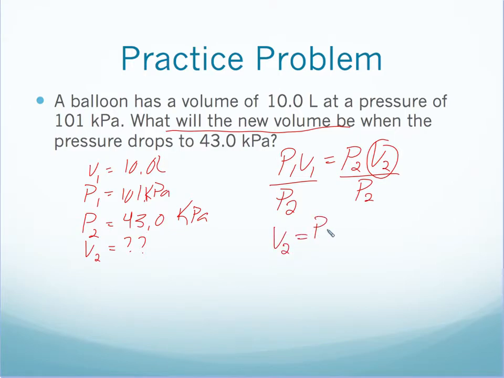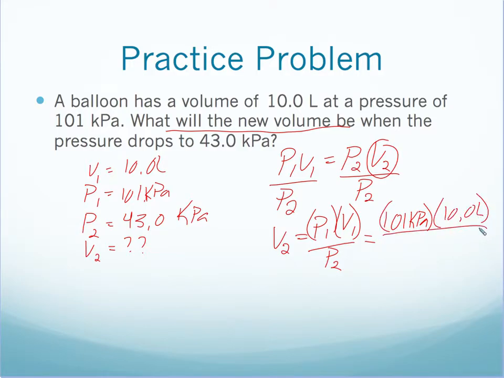So here's my equation. P1 times V1 all divided by P2. If I put numbers in, I get 101 kPa times 10.0 liters divided by 43.0 kPa. And so if I take 101 times 10 and divide that by 43, I should get an answer of 23.5.